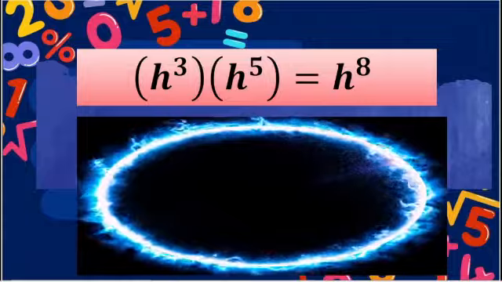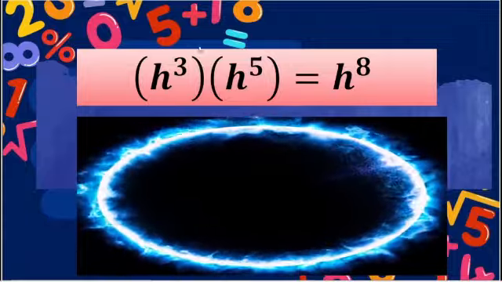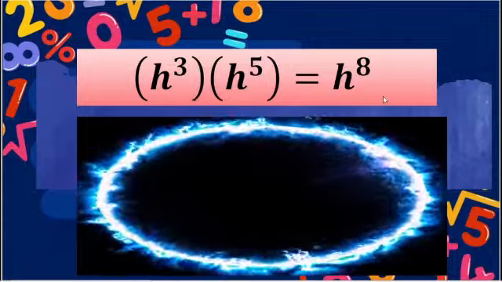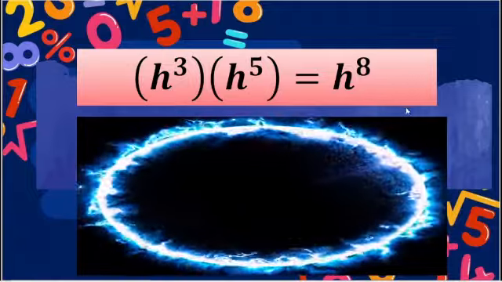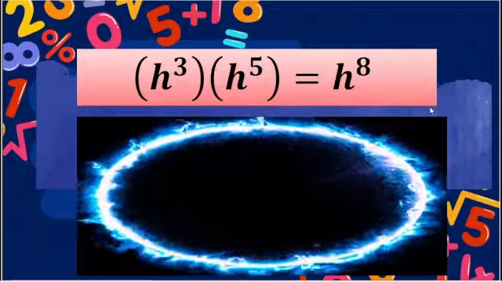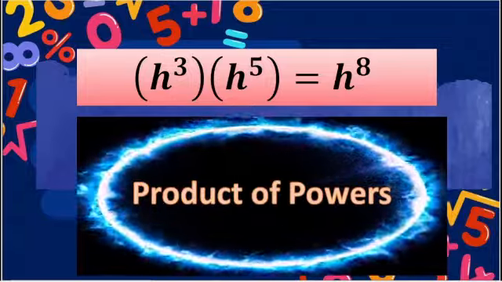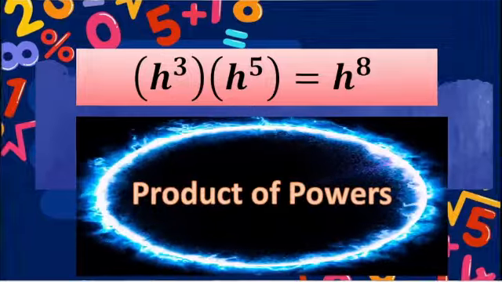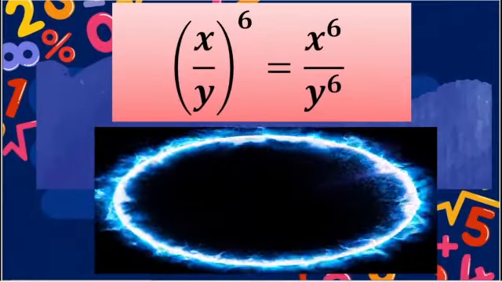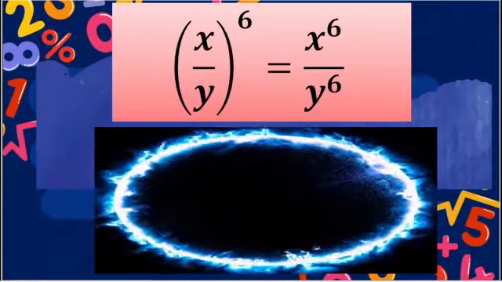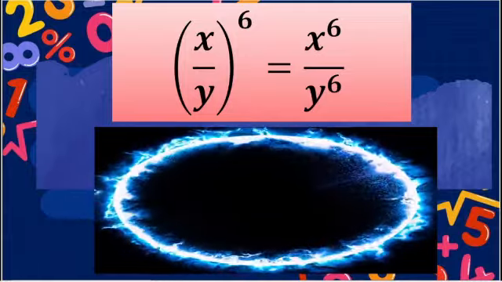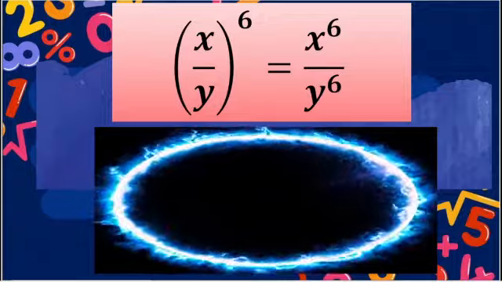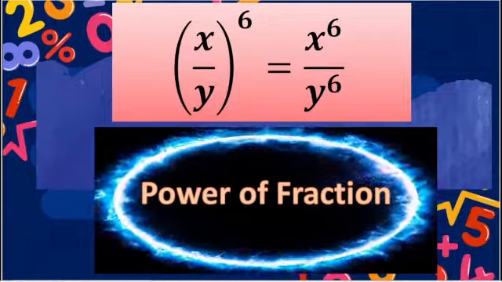Next. Okay. So we have h cubed, quantity h to the fifth. So another way to represent multiplication. So same bases din siya. So i-add yung exponent. So h to the 8th power. If your answer is product of powers, you are correct. Next. We are given x over y, quantity to the 6th power, equal to x to the 6th over y to the 6th. If your answer is power of fraction, you are correct.